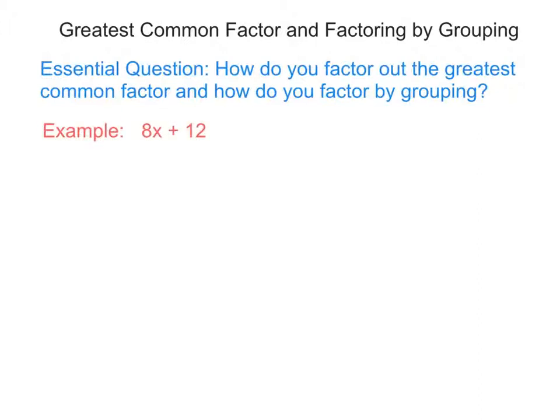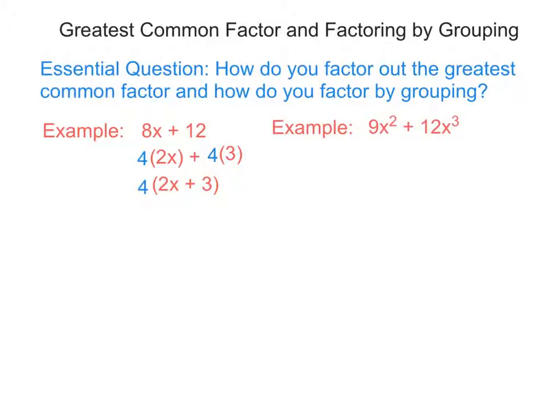Well, I think the easiest way to answer that is to look at an example. So let's start with the example 8x plus 12. What is the greatest common factor for 8x plus 12? Well, the answer is 4 because it is the greatest factor that divides into both 8x and 12. So if we factor 4 from each term, we get 4 times 2x plus 4 times 3. And remembering the distributive property, our final result is 4(2x + 3).